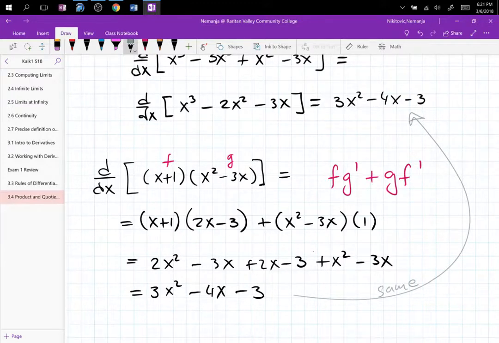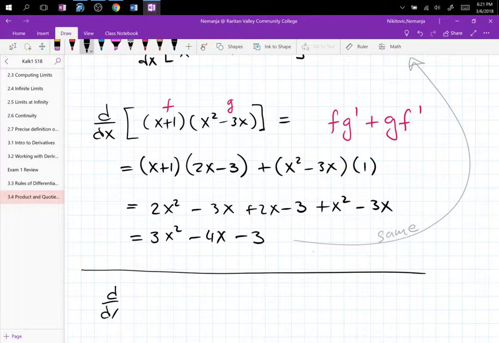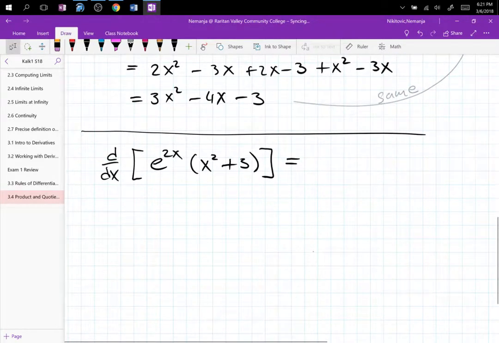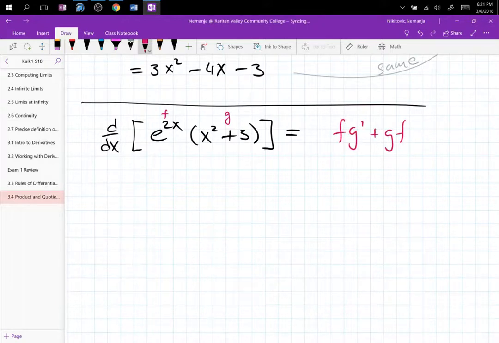Now you might ask, well, why would I learn product rule if I can multiply with algebra? Go for it. Can you multiply now? No, you can't. Right? You have to use product rule. Again, the first function is f, second function is g, fg prime plus gf prime. Let's go.